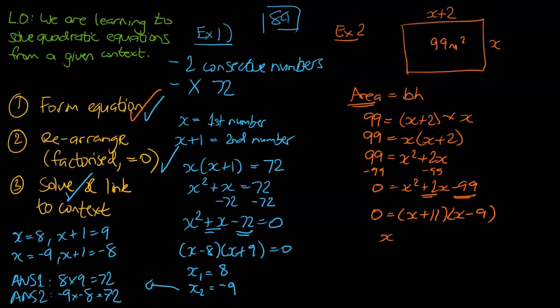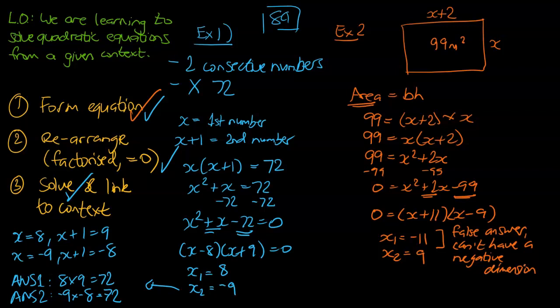I'm then going to go ahead and solve. So my first answer for x is negative 11. My second answer is actually going to be positive 9. And this is when quadratics get a bit tricky. So this negative 11 here is actually a false answer, because we cannot have a negative measurement. So when would you have a tape measure and measure negative 11 meters? So false answer, can't have a negative dimension. So that's really relevant to area and measurement.